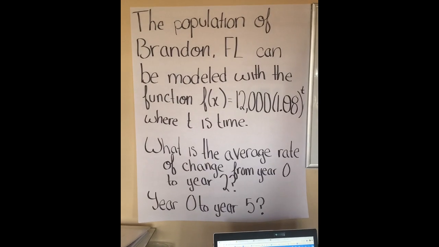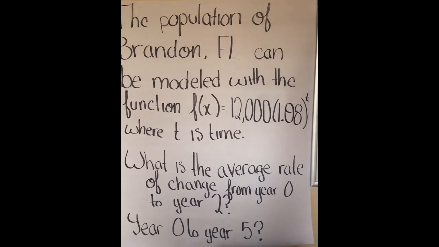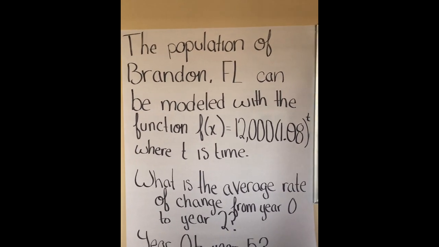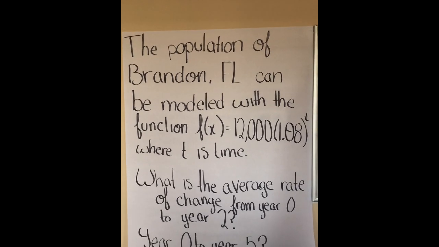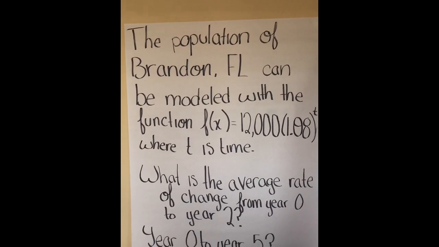So today we're going to go over the 4 most highly missed questions on the quizzes from last class, our Unit 7B study guide. The population of Brandon, Florida can be modeled with the function f of x equals 12,000 times 1.08 to the t power, where t is time. What is the average rate of change from year 0 to year 2? From year 0 to year 5.